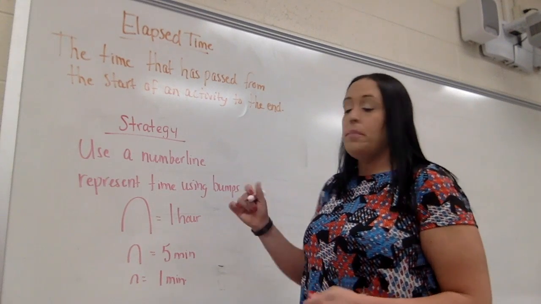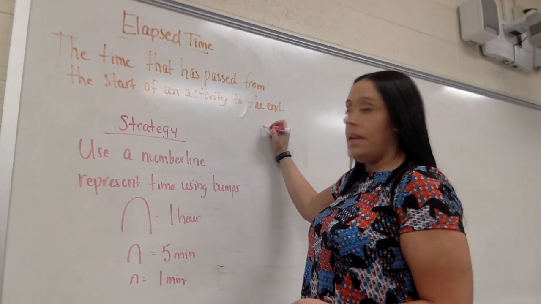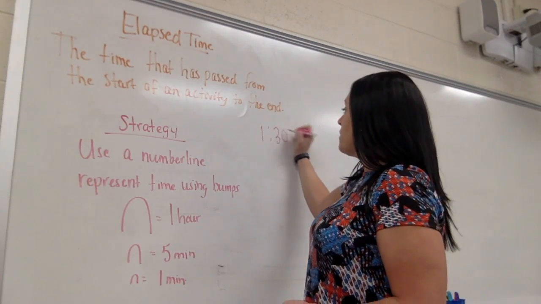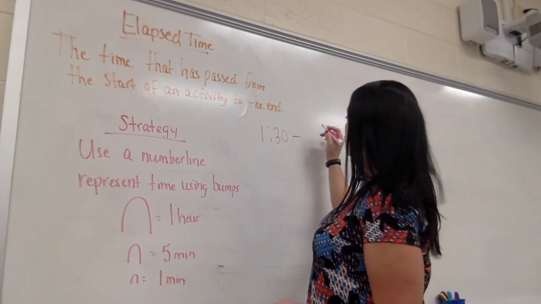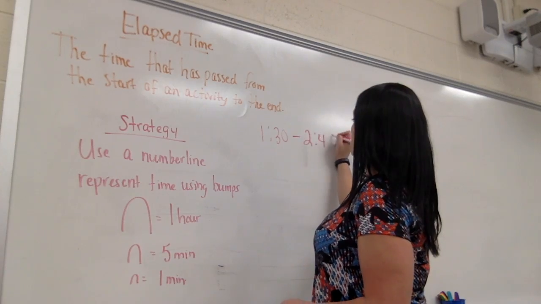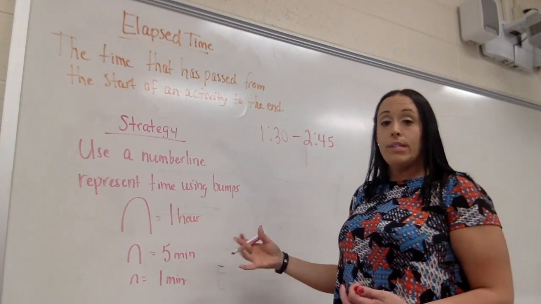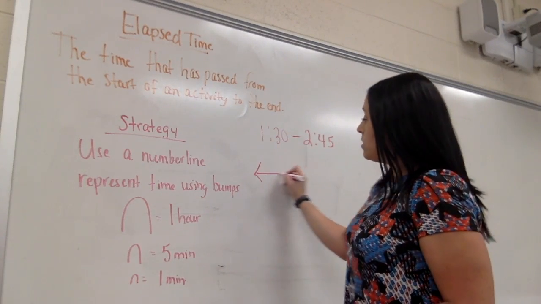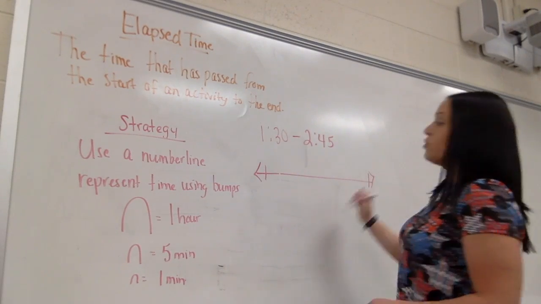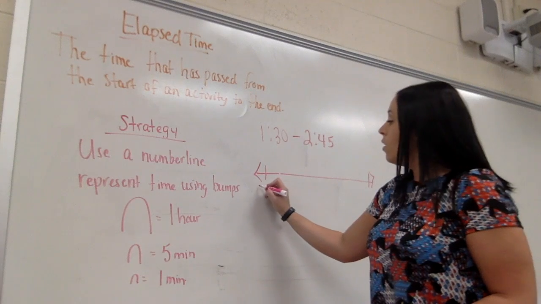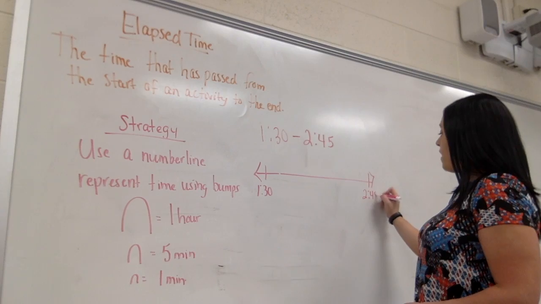For example, if Mrs. B decided that we were going to start an activity in the afternoon at 1:30, and we had until 2:45 to finish the activity, I can determine the amount of time that they have by using a number line. In this case, I would start off by drawing the number line. I want to represent a start point and a finish point. My starting point being 1:30, my finishing point being 2:45.